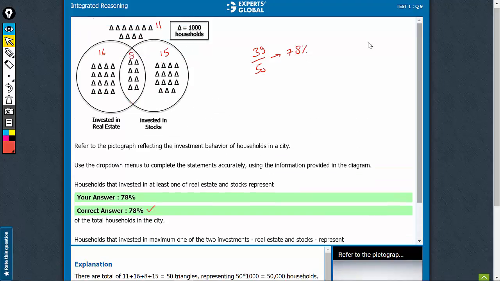Maximum one of the two means 0 or 1. 0 is 11 plus exactly 1, 16 plus 15, that's 31 more out of a total which remains the same, 50. That's 42 out of 50, which is exactly 84%.